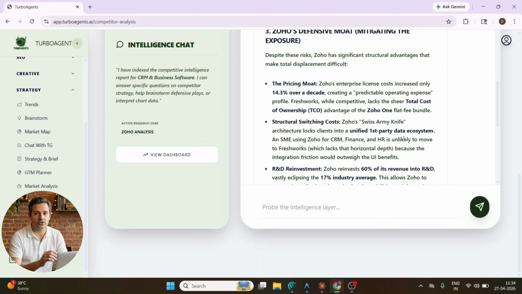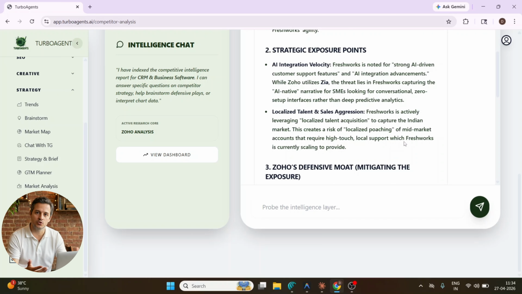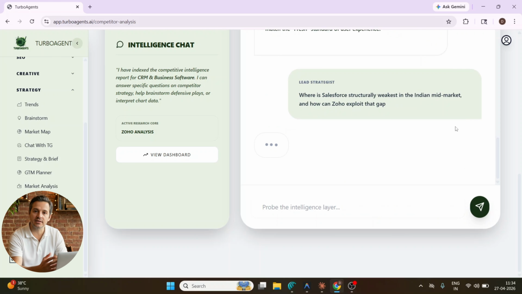The analyst then surfaced Zoho's defensive moat, the Zoho One Flat Fee Bundle, structural switching costs from horizontal suite depth, and that 60% R&D reinvestment rate. The strategic recommendation was precise. Zoho must modernize its legacy UI modules and double down on ZIA's predictive capabilities before the frictionless modern interface becomes a procurement objection. Second question.